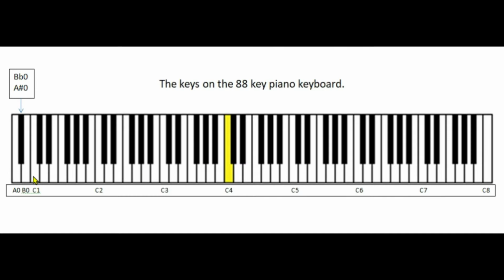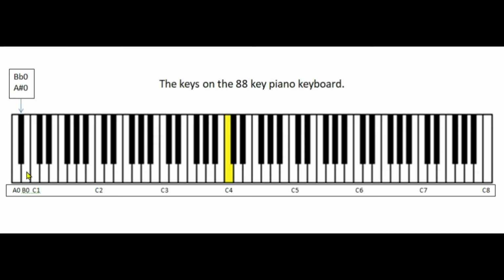Notice at the very low end of the keyboard below C1 there's A0 and B0 and then B flat and A sharp 0 as well. Now you could also call this key, if you went from B down to B flat down to B double flat 0 there, then A sharp and then A double sharp 0 there.